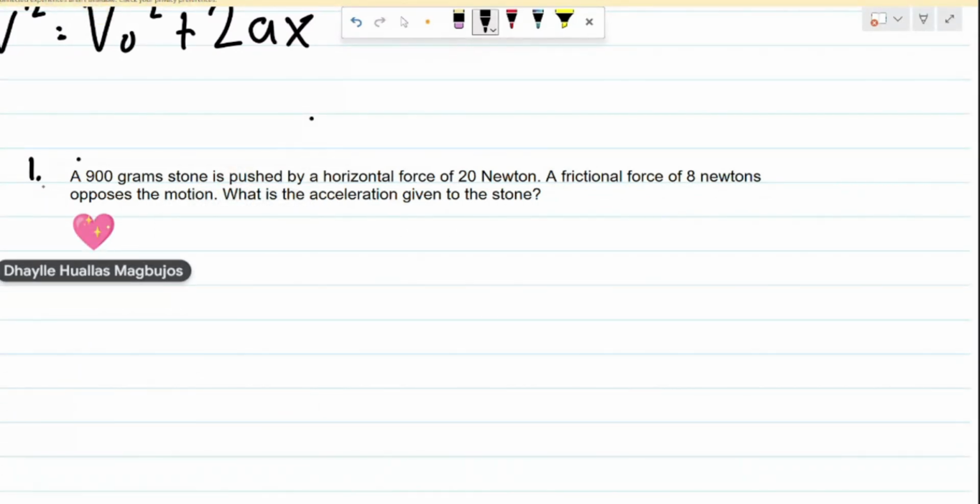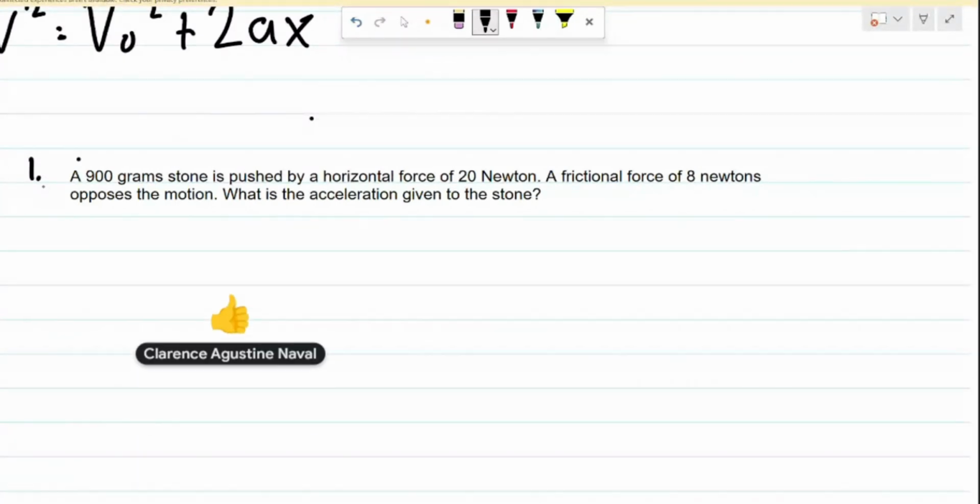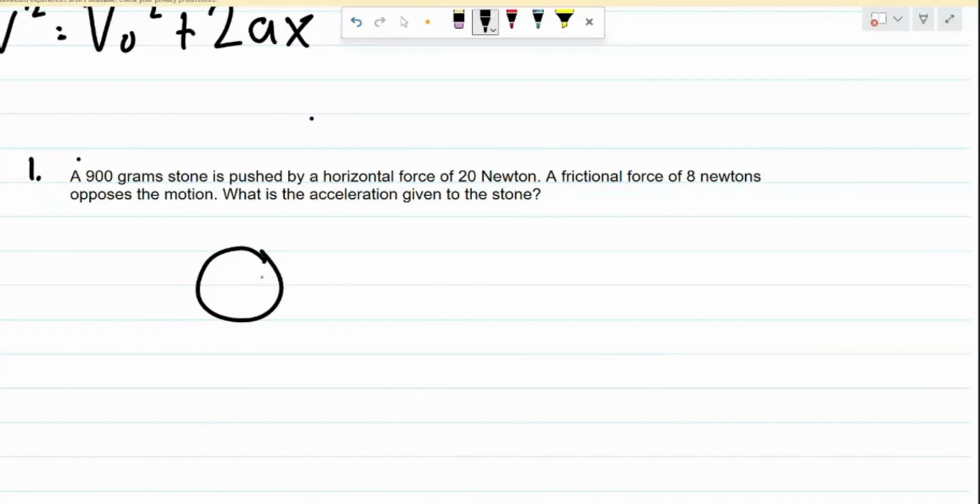Okay, a 900 gram stone is pushed by a horizontal force of 20 newtons. A frictional force of 8 newtons opposes the motion. What is the acceleration given to the stone? Sir, for example, meron daw po tayong stone at siya daw po ay merong mass na 900 grams. Sir, tayo po ay given ay 20 newtons and also 8 newtons. Therefore, we are in SI unit.